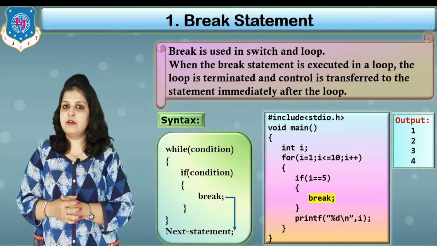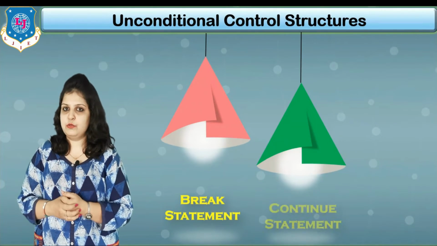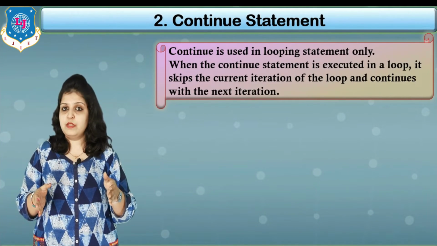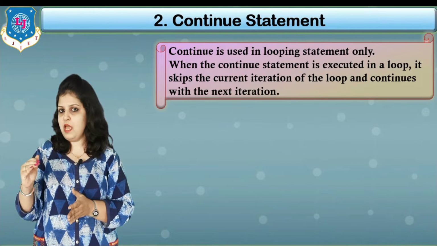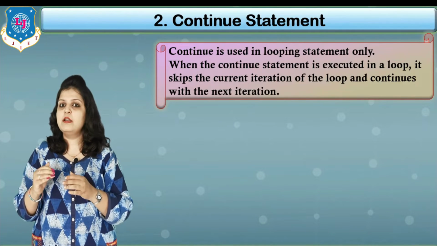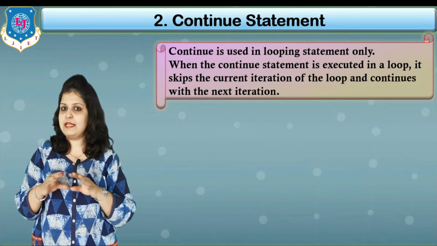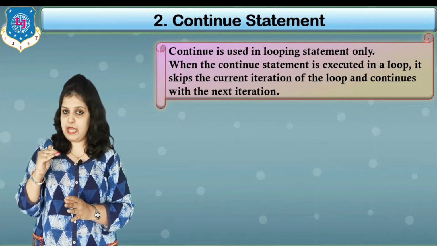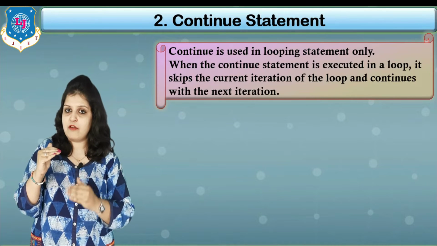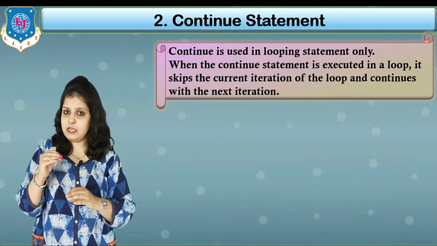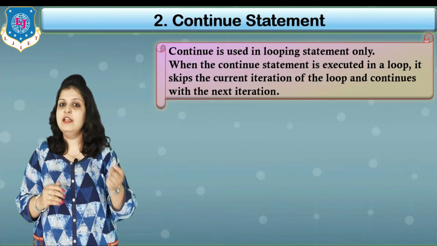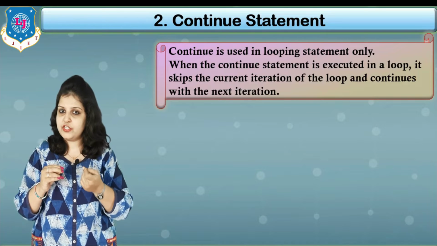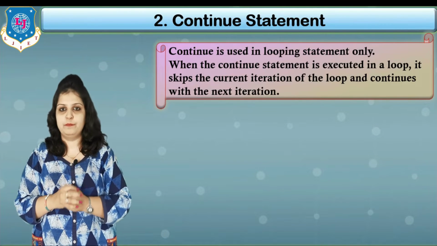Now let's see another statement, that is the continue statement. So what is the difference between break and continue? Break is used to stop the execution of the loop, but by using continue our loop execution will not be stopped. When continue executes, the remaining statements after the continue will be skipped for that particular iteration, and again our control goes to the loop, checks for the new iteration and executes the loop again.